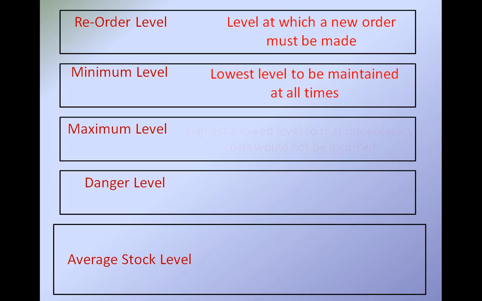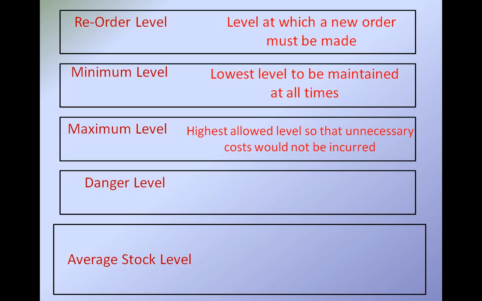The maximum level is the opposite, and this is the highest allowed level that should be maintained so that unnecessary costs would not be incurred, or sometimes it could lead to the spoiling of material or lowering of its quality. So that is the maximum level that should be maintained. More than this would affect the quality or might even include higher expenses.